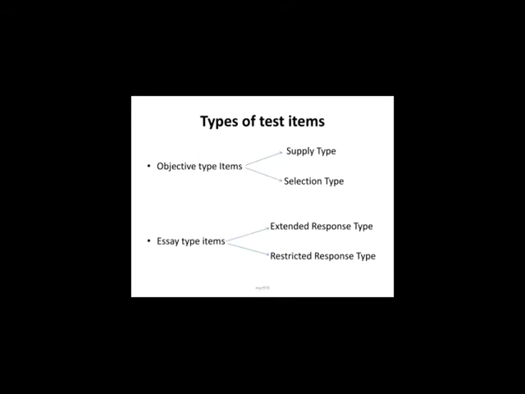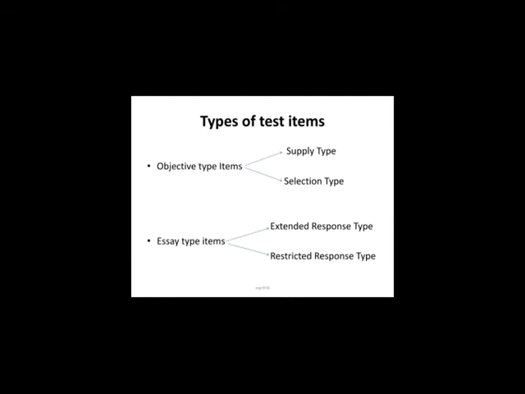In supply type items, the stem of the objective type item is followed by the correct response and distractors, and the respondee should select the correct answer from the options. That is supply type items. The responses are supplied along with the items, and the respondee has to select the correct answer from the supplied responses.